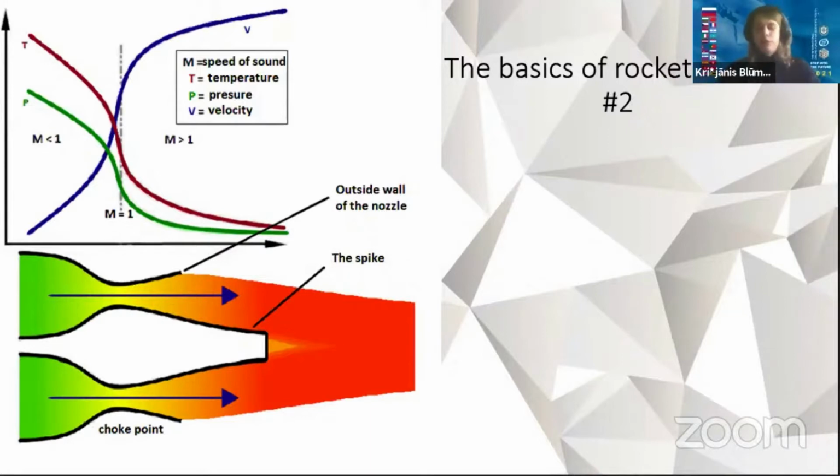Now, how an aerospike rocket engine differs from a standard bell-shaped nozzle, which you most likely have seen as it is the most prevalently used one, is that on the screen, in the picture on the left side, there is a spike-shaped object in the middle of the diagram on the bottom. The spike extrudes out of the outer edges of the nozzle quite a bit, and it will continue accelerating the exhaust gases further out.